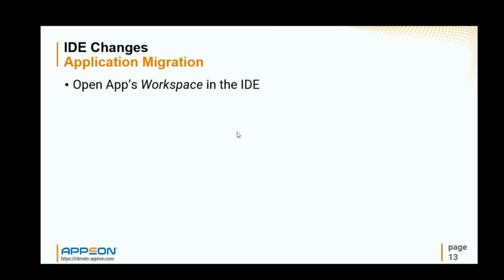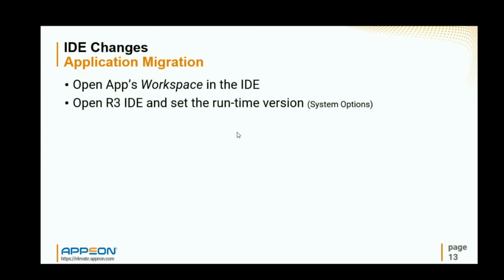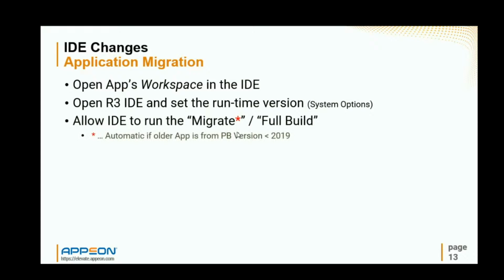So, application migration changes. Open the Apps Workspace in the IDE. In the Revision 3 IDE, you can now set the runtime version via the system options. Allow the IDE to migrate the application, and notice that that may be optional, and then do a full build.